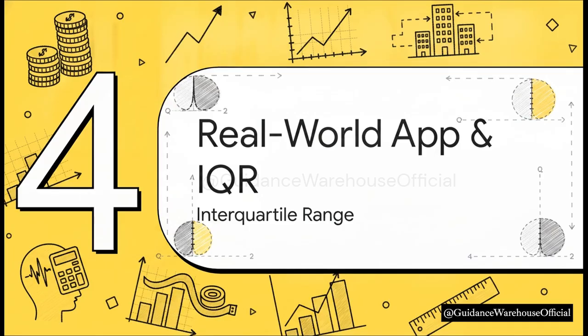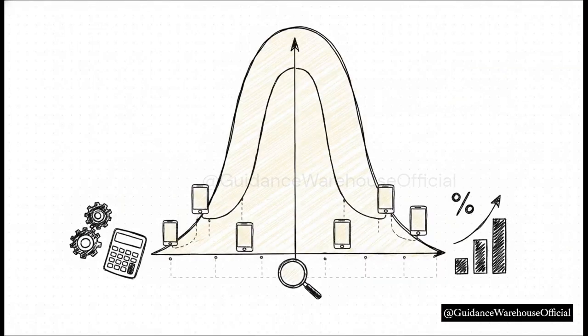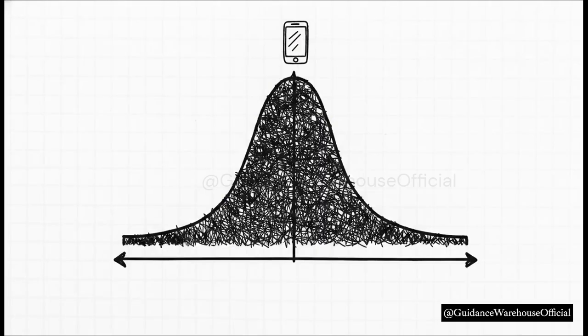Section 4. Real-world applications and the IQR, or interquartile range. Check out this fascinating data from our source material. In the United States, the ages of smartphone users roughly follow a normal distribution. The mean age is 36.9 years old, and the standard deviation is 13.9 years. What if I asked you to find the interquartile range of those smartphone users? The IQR represents the exact middle 50% of all the data.